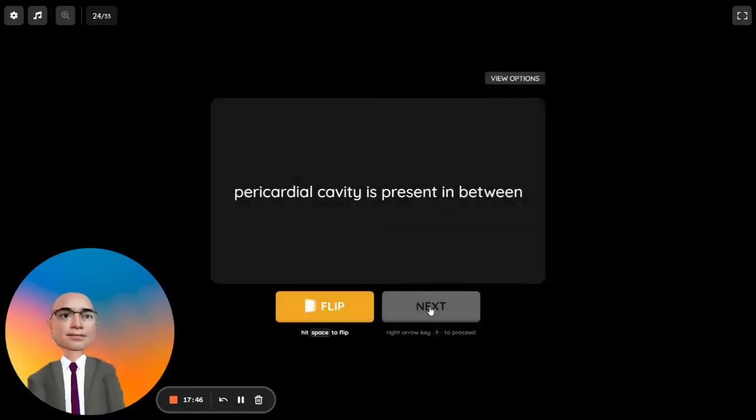Pericardial cavity is present between. We know that pericardium has two layers. One is fibrous and another is serous layer. And the serous has further two layers, parietal and visceral. So pericardial cavity is present in between the parietal and visceral layers of serous pericardium.